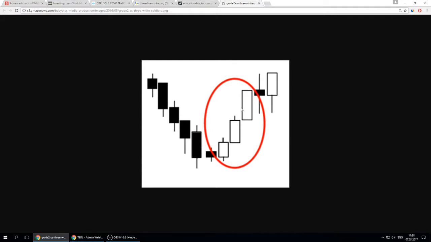So pay attention to the last candle, because it shows a lot. If it has a long body, it tells us that the buyers are still strong on the market, and if this candle is short, it tells us that the buyers are losing control over the market, and the sellers can take the initiative. Okay.